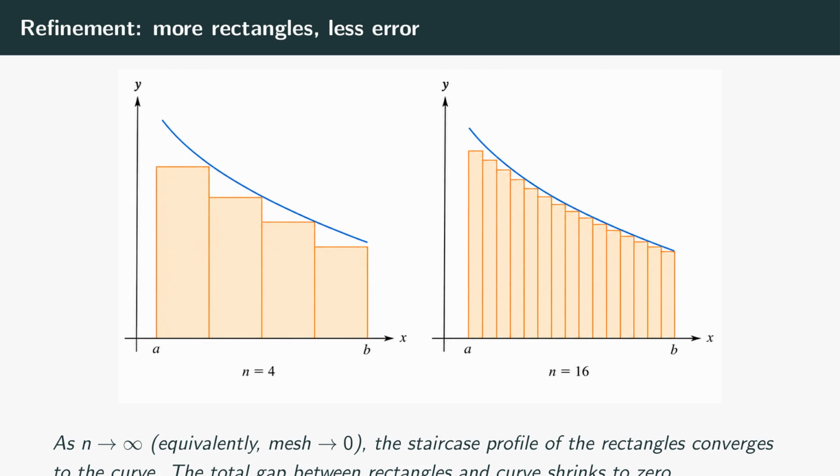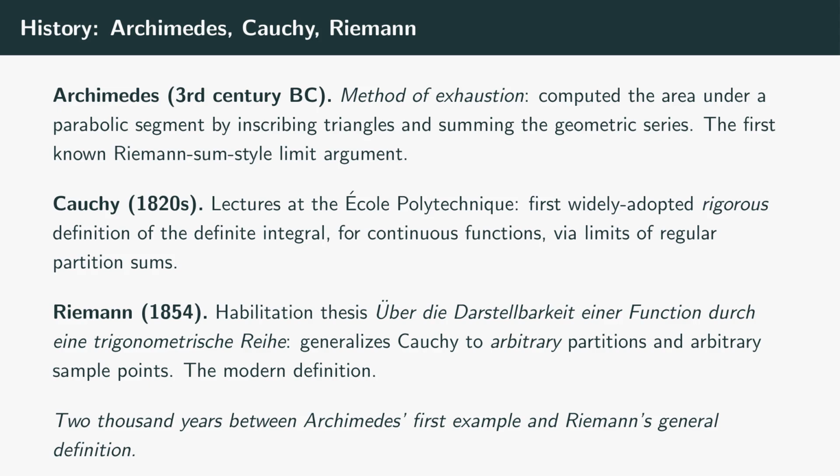The definition is just the careful version of this picture. A brief history: 3 names spanning more than 2,000 years. Archimedes, in the 3rd century BC, working in Syracuse, used what we now call the method of exhaustion to compute the area of a parabolic segment. He inscribed a triangle in the segment, then inscribed smaller triangles in the 2 remaining sliver regions, then smaller triangles in those slivers, and summed the geometric series.